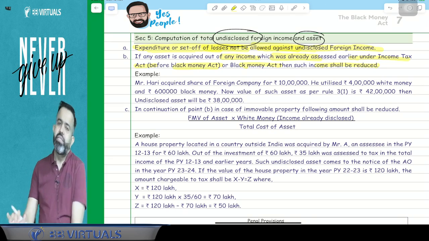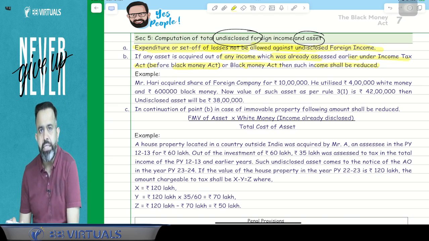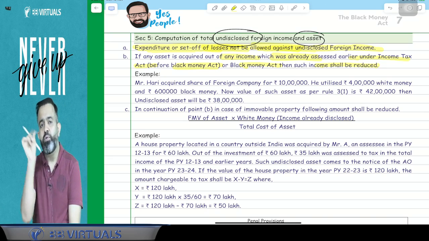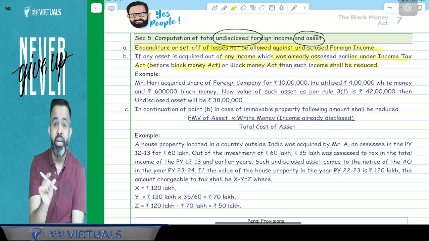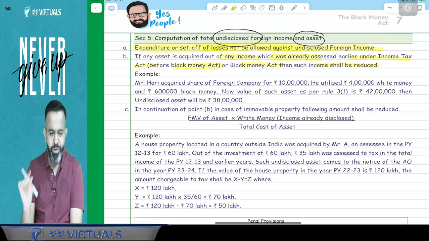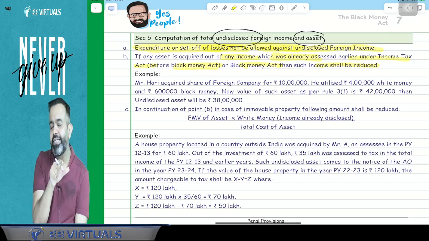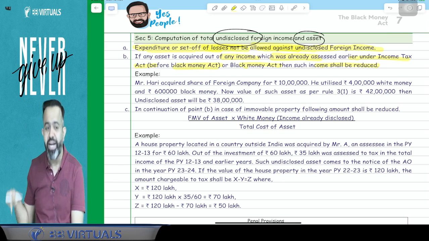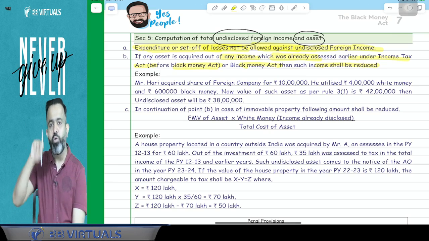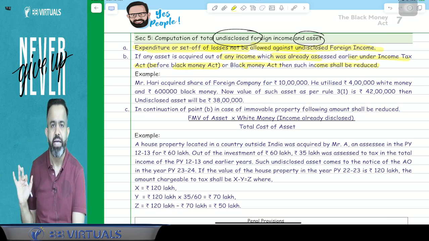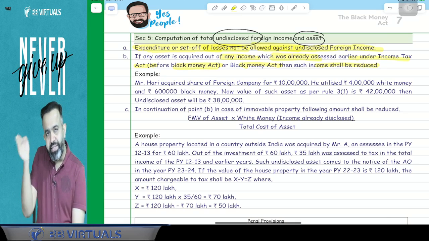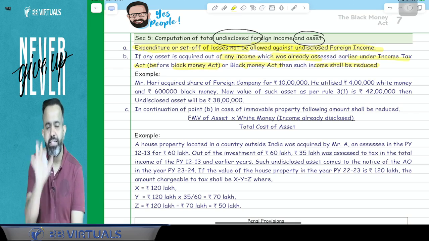It's very simple. Suppose, guys, for example, you acquired some asset outside India, and some amount you utilized from white money and some amount you utilized from black money. Then can I say that whatever money you have utilized from white money, meaning income which was already declared in the income tax or Black Money Act, that portion will be reduced while considering the value of the asset.